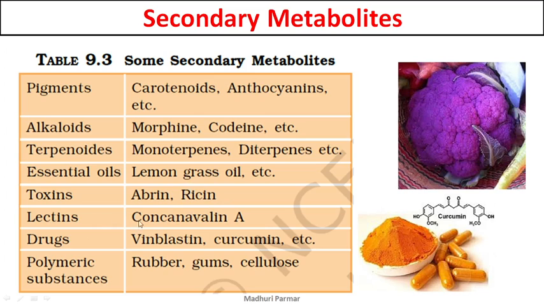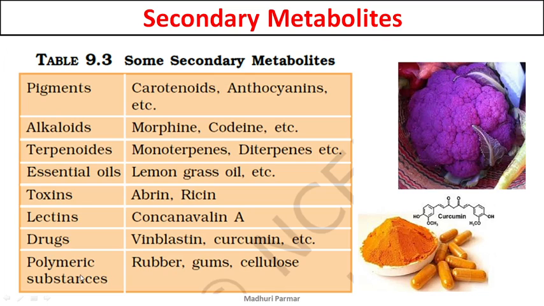Then you have lectins like concavalin A. Concavalin A actually is nothing but a protein, but it is a secondary metabolite. It does not have a direct role in the organism's growth and development. Then drugs like vinblastin, the same thing which I told you, vincristin, vinblastin, you get from the periwinkle. So they are anti-cancer drugs. Then curcumin. Curcumin is this compound that you get from turmeric, the yellowish colored compound is curcumin.